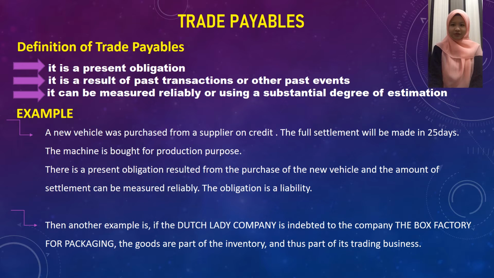Trade payables constitute the money a company owes its vendors for inventory-related goods, such as business supplies or materials that are part of the inventory. Accounts payable include all of the company's short-term debt or obligations. An example you can see in this slide.